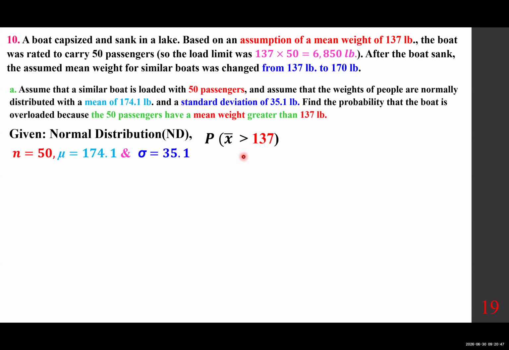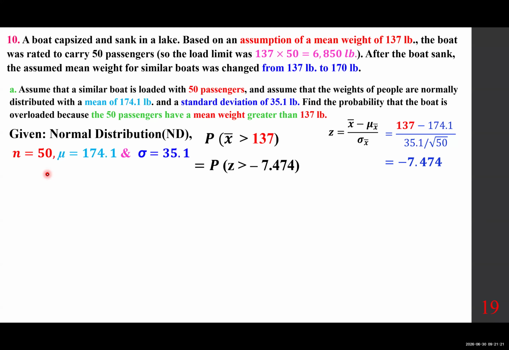So we're going to use the fact that z is X bar minus mu of X bar over sigma of X bar. And X bar is 137. Mu of X bar is equal to mu, which is 174.1. And sigma of X bar is sigma over square root of n. We're going to use that. The result is negative 7.474. And so the probability of z larger than negative 7.47.